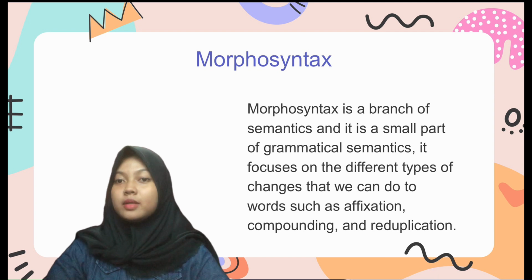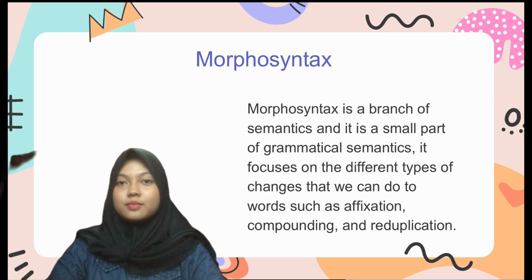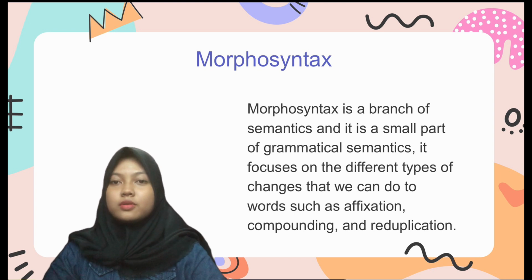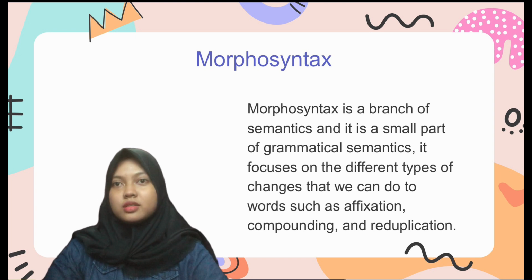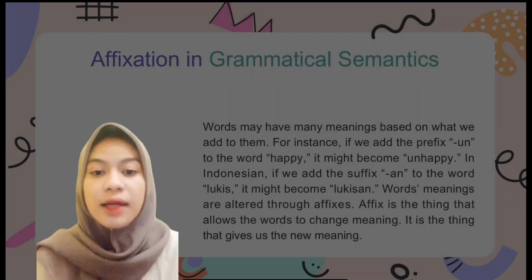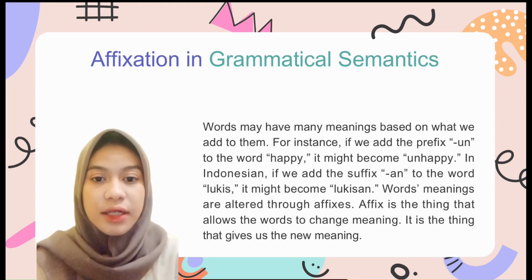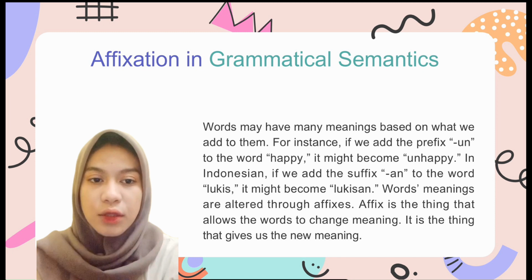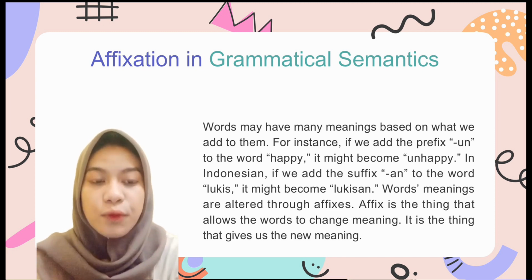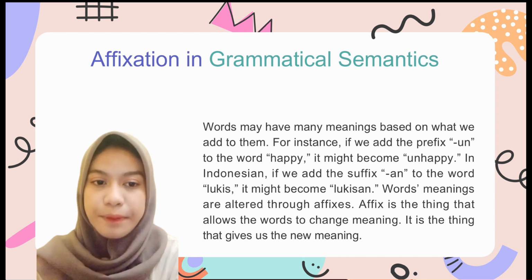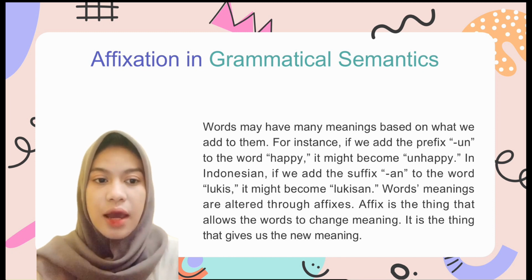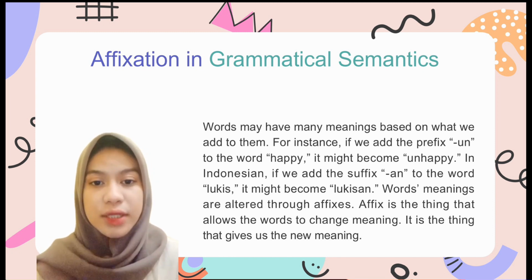Okay, now I will explain a little bit about morphosyntax. Morphosyntax is a branch of semantics, and it is a small part of grammatical semantics. It focuses on the different types of changes that we can do to words such as affixation, compounding, and reduplication. Now, I will explain about affixation in grammatical semantics. A word may have many meanings based on what we add to it. For instance, if we add the prefix un to the word happy, it might become unhappy. In Indonesian, if we add the suffix an to the word lukis, it might become lukisan.